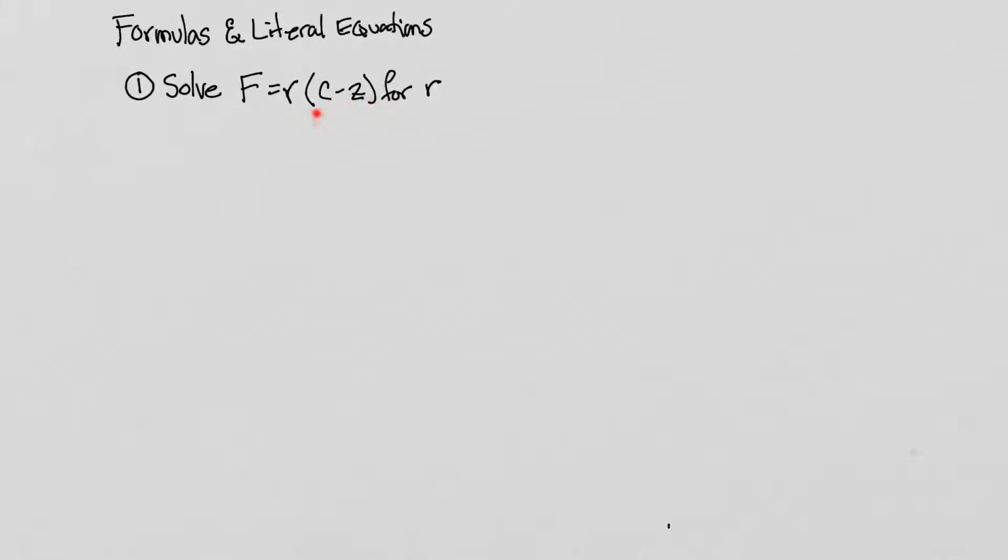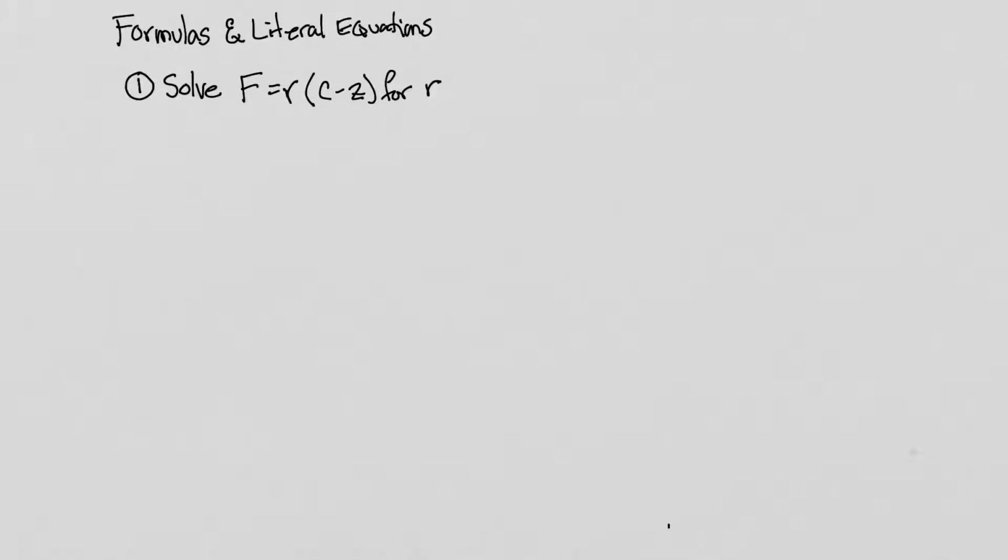This equation here is an example of a literal equation. We have 1, 2, 3, 4 variables, and right now it's solved for f. So if we were to know the values of r, c, and z, we could substitute them in here, compute, and get the value of f. But now, what we want to do is rearrange this formula and solve it for r, so we have r equals something.